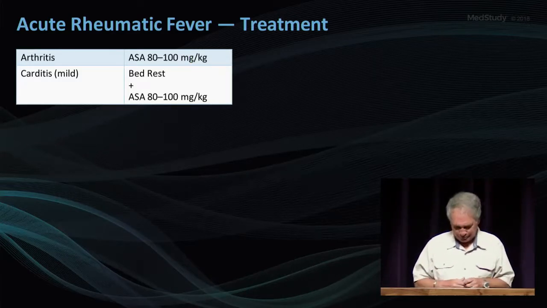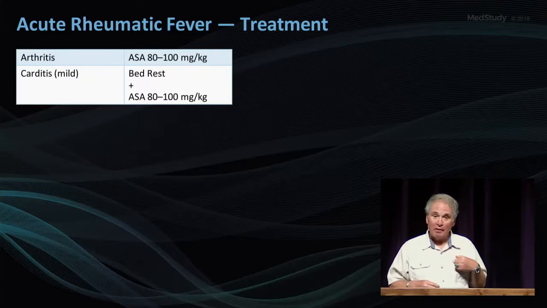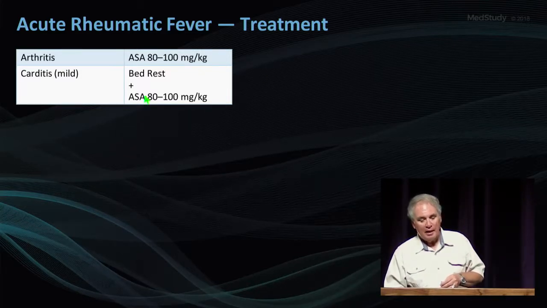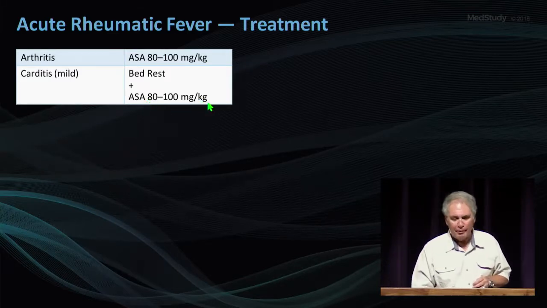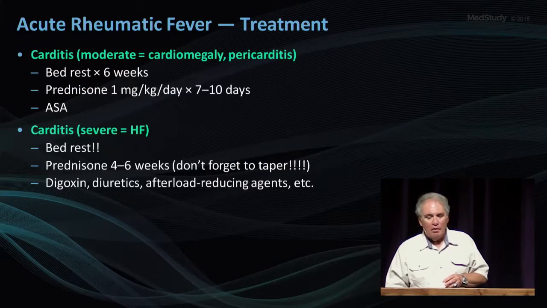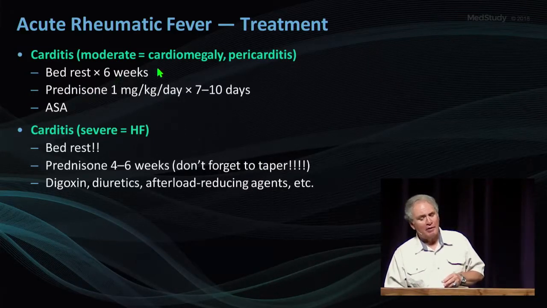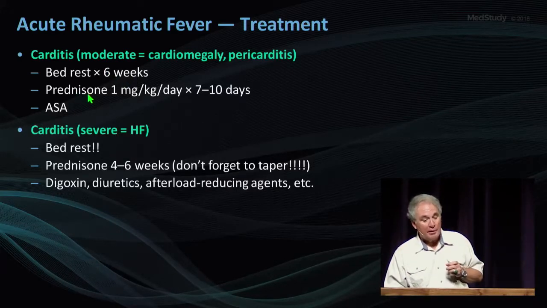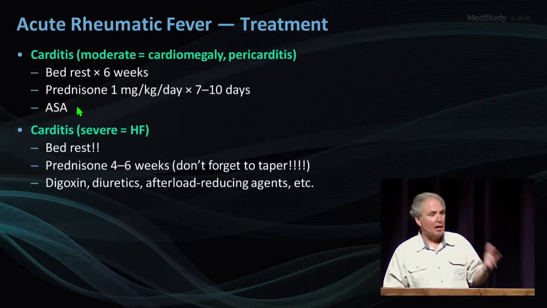It's just incredible. For patients with mild carditis, that means a little bit of mitral insufficiency maybe, bed rest, aspirin, 80 to 100 anti-inflammatory doses, milligram per kilogram per day. Those with moderate carditis, meaning you're starting to see a little cardiomegaly, maybe you're hearing a little pericarditis indicating that this inflammation is going through the whole heart. Bed rest, 6 weeks. Prednisone, 1 milligram per kilogram per day, 7 to 10 days, followed by high-dose aspirin for a few weeks.